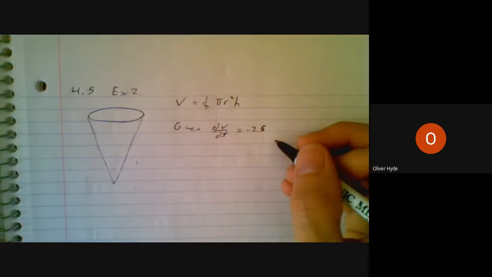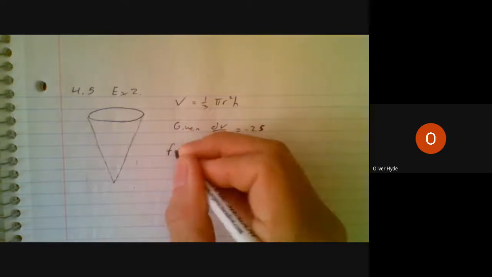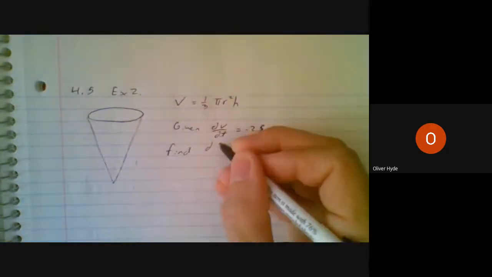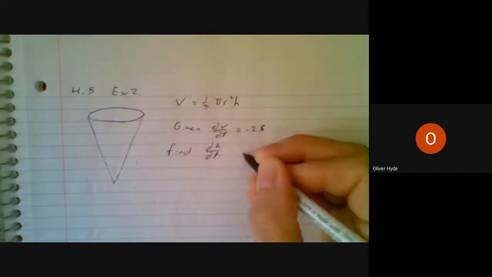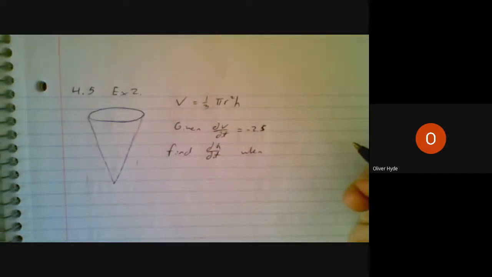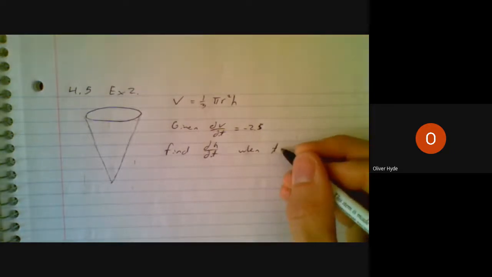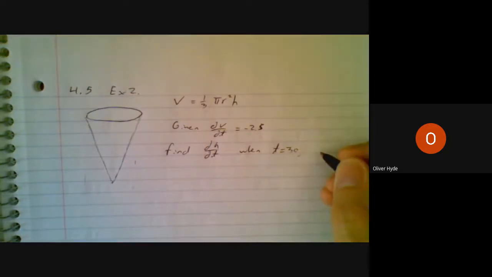I am asked to find how fast the water level is dropping. That's a rate of change of height with respect to time. And then I'm given an instant, and this instant is reported in a number of different ways. It says when t is equal to 30, h is equal to 10, and r is equal to 4.